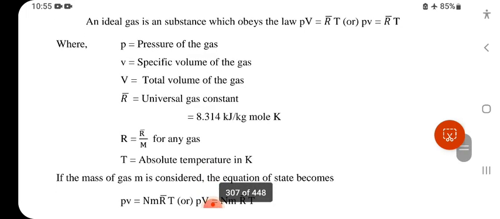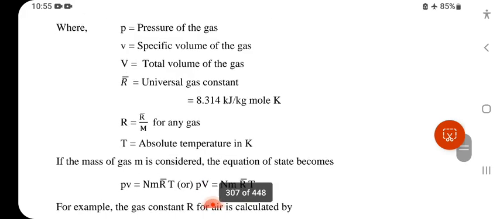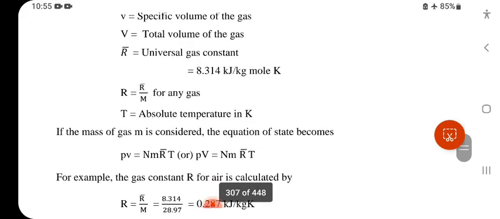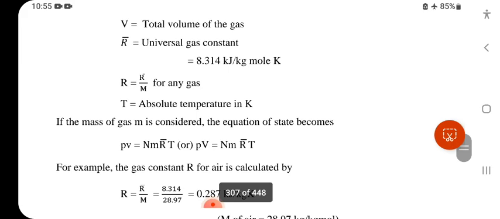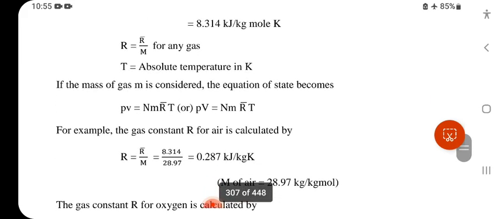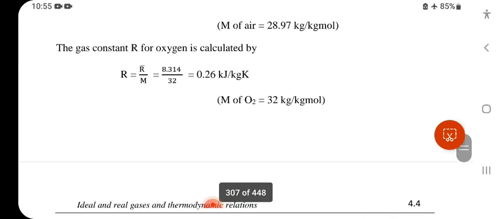So, R equal to R dash divided by M for any gas. T is the absolute temperature in Kelvin. So, PV equal to nRT. For example, R equal to R dash divided by M, where R dash is the gas constant 8.314 and M for air, the molar mass of air, equal to 28.97 kilogram per kilogram mole. So, the gas constant value is 0.287 kilojoules per kilogram Kelvin. Similarly, we have to find out the same for oxygen.